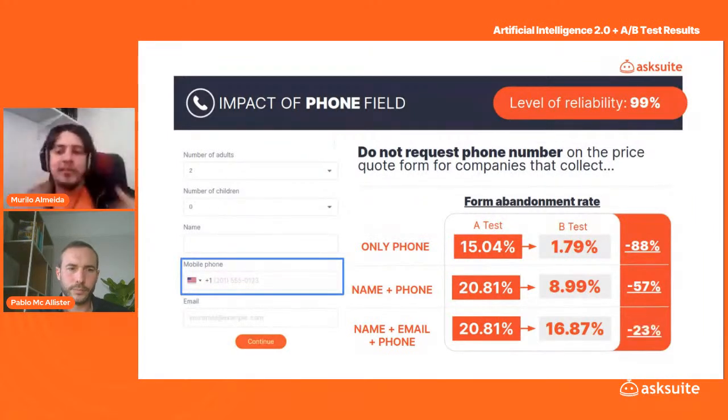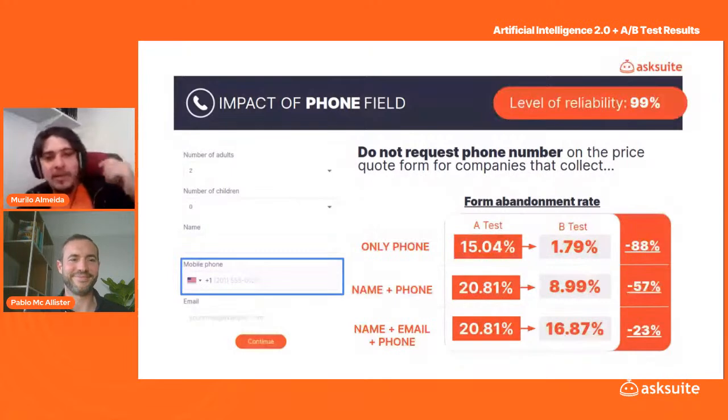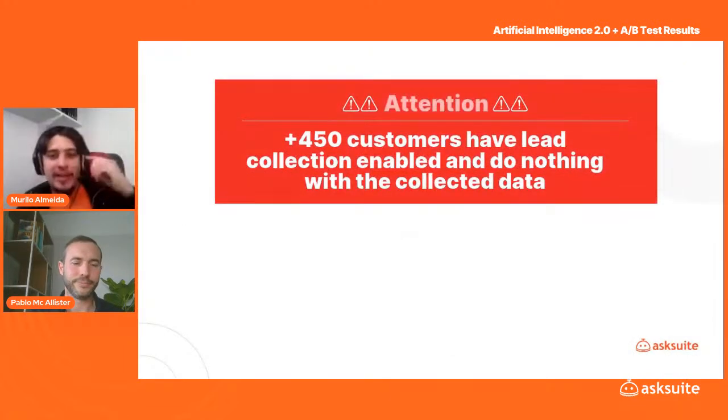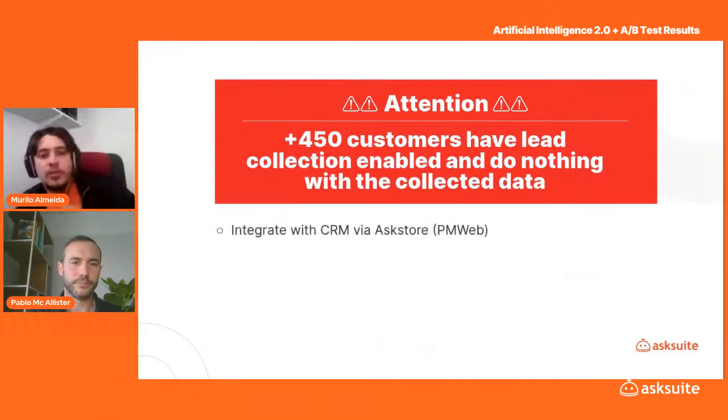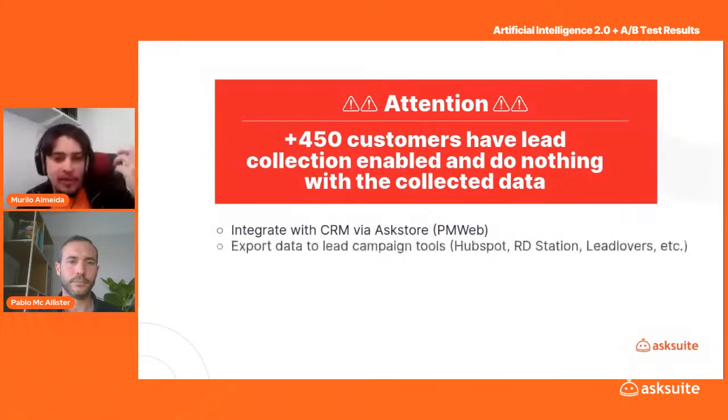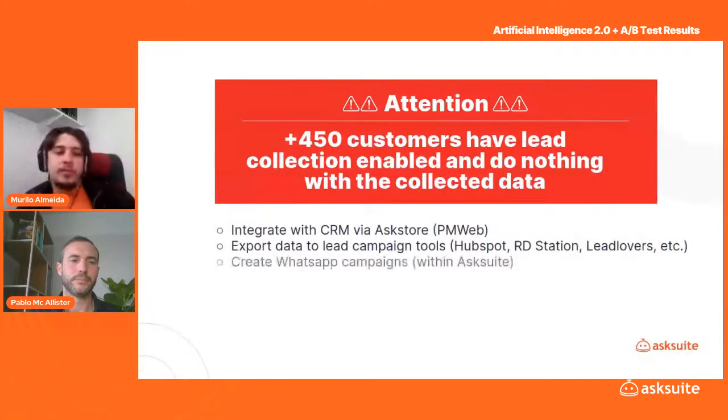So a lot of numbers, a lot of percentages, but what does that mean? Basically, we have over 450 customers that have lead collection enabled and do not do anything with that collected data. So there are some actions that we have available on the platform. You can integrate with the CRM via Ask Store and use that lead information for your CRM. You can export the lead data to campaign tools like HubSpot or RD Station, Lead Lovers and others, so you can actually create campaigns using that information. And we have the ability to do WhatsApp campaigns within Ask2, which can use that information to send people messages and try to get new reservations that way.